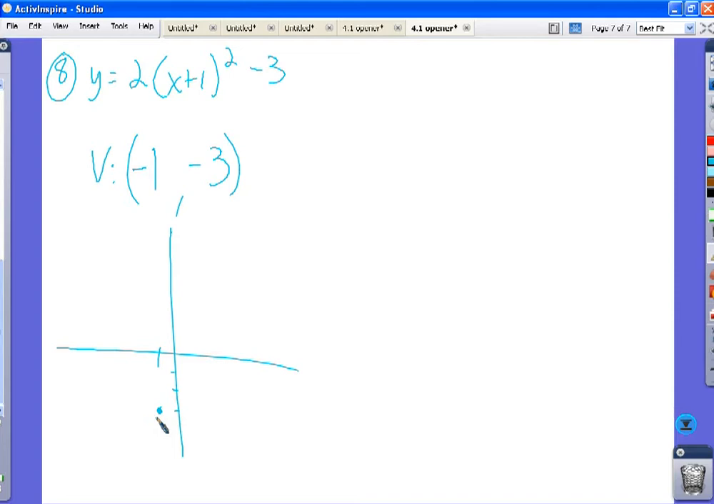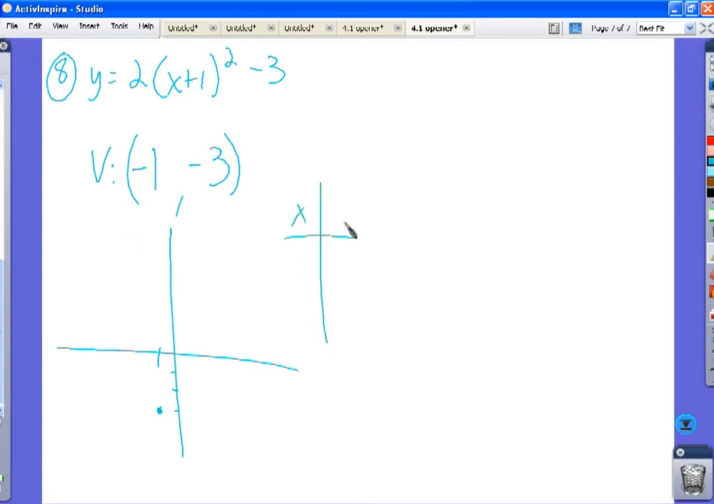How do we decide? Oh, it's going to open down. The 2, right? The 2 will be the number that, if you were to multiply this out, you would get x squared out in front. You would multiply it by 2, you get 2x squared and a bunch of other stuff. The 2x squared would be out in front, and so positive 2 means we know it's going to be opening up.